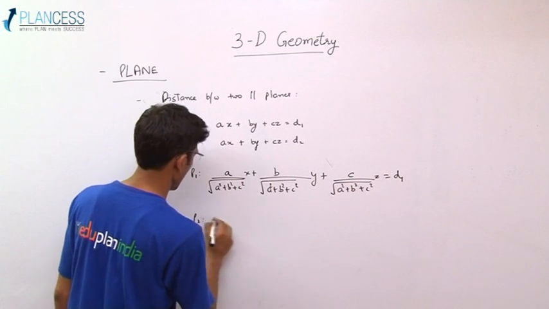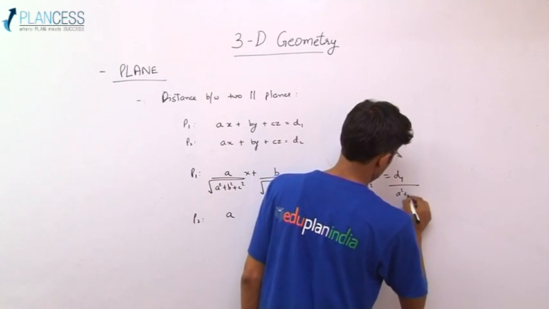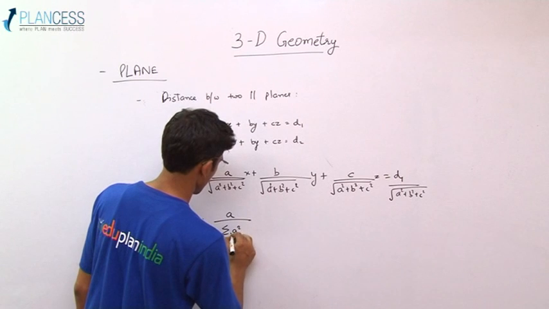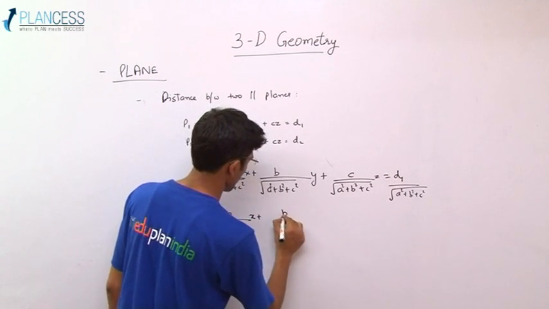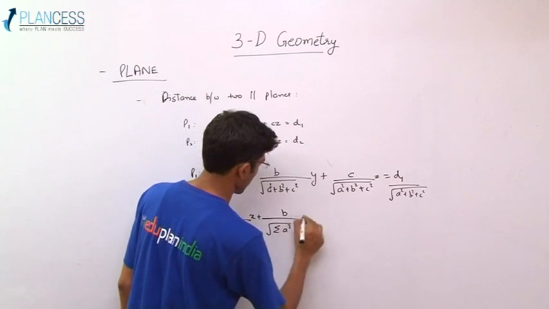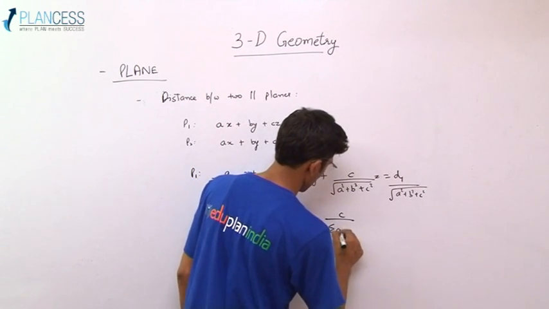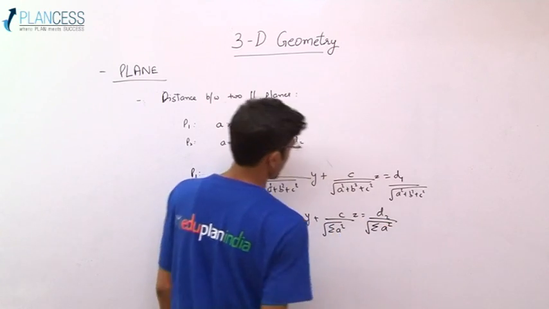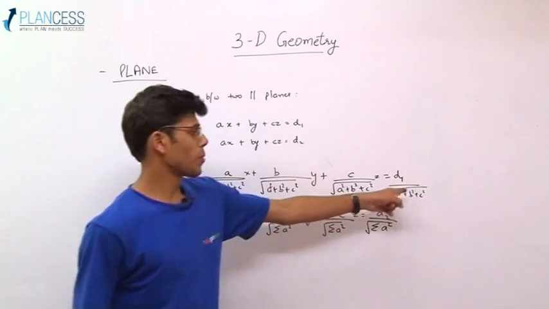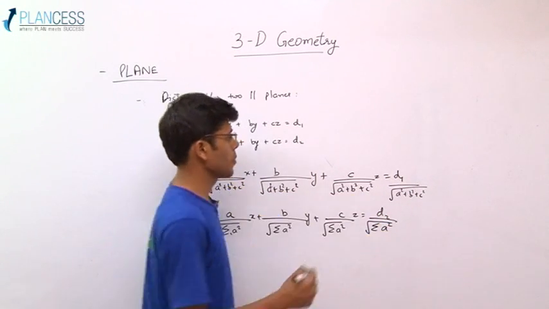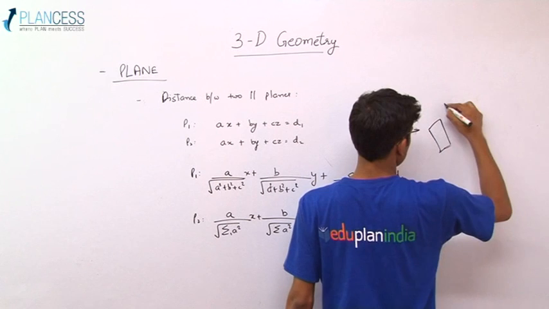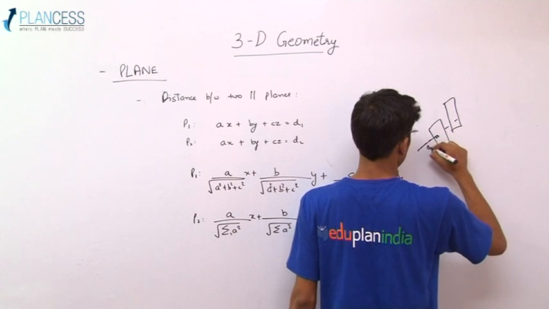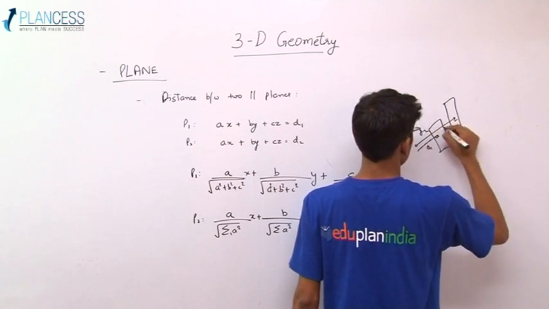Similarly, we can write plane 2 as a upon square root of summation a square x plus b upon square root of summation a square y plus c upon square root of summation a square z is d2 upon square root of summation a square. So we already showed that this is the perpendicular distance from the origin to this plane. Similarly, this is the perpendicular distance from the origin. So it is like this. This is plane 1, this is plane 2 parallel to this. This is origin. So this is d1 and this is d2.